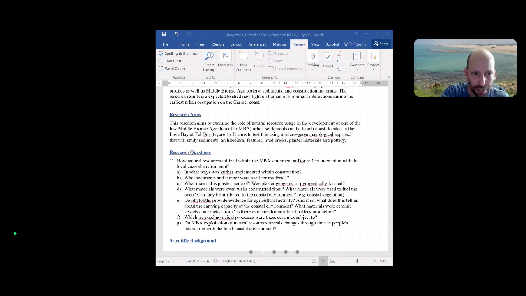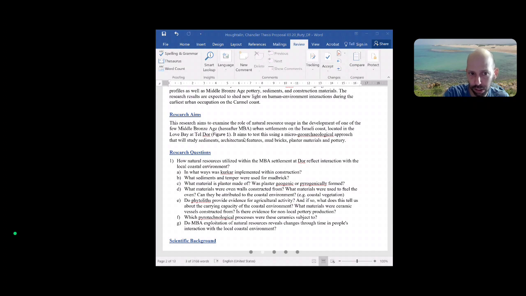That's part of style. I'm not teaching you exactly how to write English. Most of you know it better than I do, but what actually to write. It aims to test this using a microgeological approach and study sediments, architectural features, mud brick, plaster materials, and pottery. So on one hand, it gives you these very general things about the role of natural resources in coastal urban settlements, so not just the use of natural resources in coastal settlements, but also in urban ones. Then it's more specific: Middle Bronze Age, and already giving us the case study, which is Tel Dor.